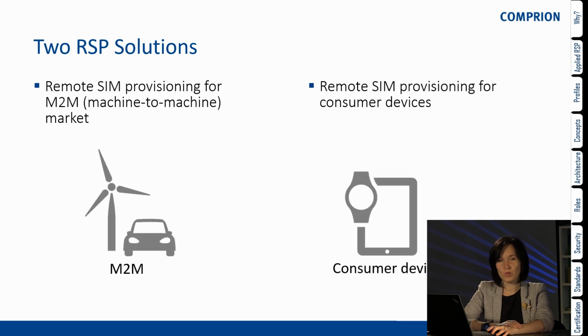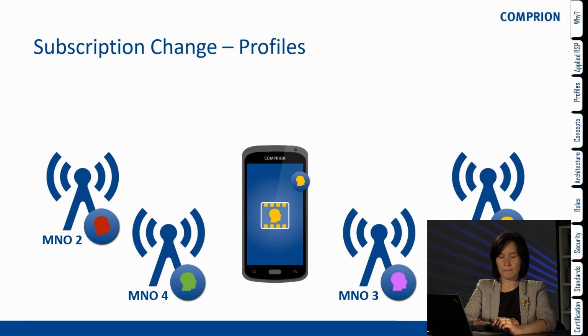Okay, for the 2 RSP solutions, we have machine-to-machine, and the main difference was the direction of control. In the M2M world, the idea is that the control comes from the backend infrastructure. So the backend infrastructure is in control of which profile is deployed. And in the consumer devices world, the end user decides which operator to take.